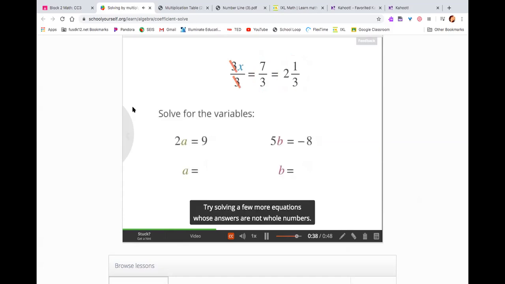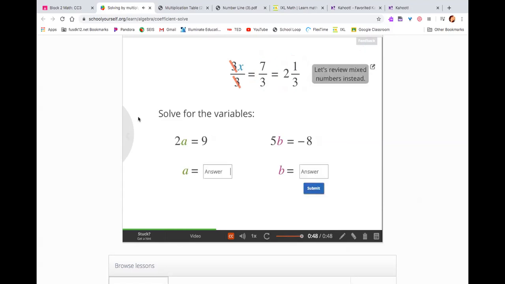Try solving a few more equations whose answers are not whole numbers. You can write your answers as improper fractions, mixed numbers, or decimals, or click here to review.